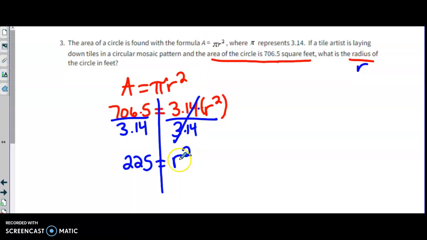Now I'm not done yet because I still have to get R by itself. The whole point of solving an equation is to isolate the variable. So we have to get R by itself. Right now it has a square. The opposite of squaring is square rooting. So I will square root both sides because squares and square roots cancel, leaving me with just R. And then the square root of 225 is 15. So the radius of the circle is 15.